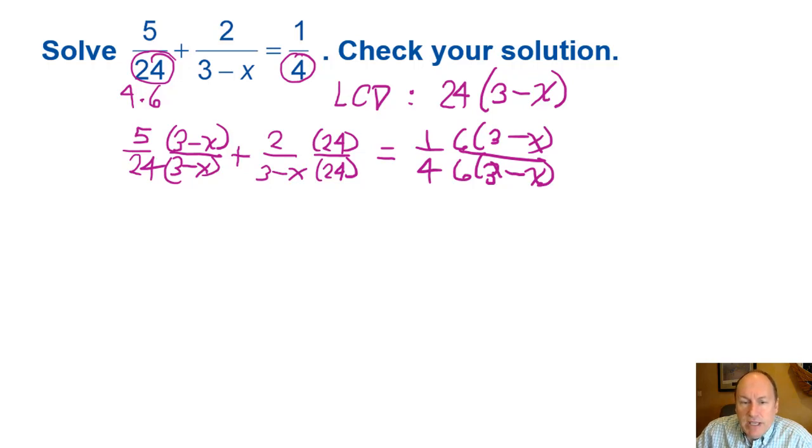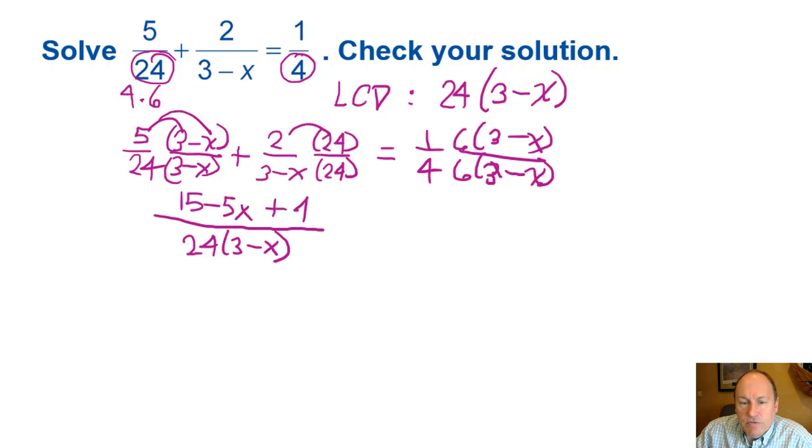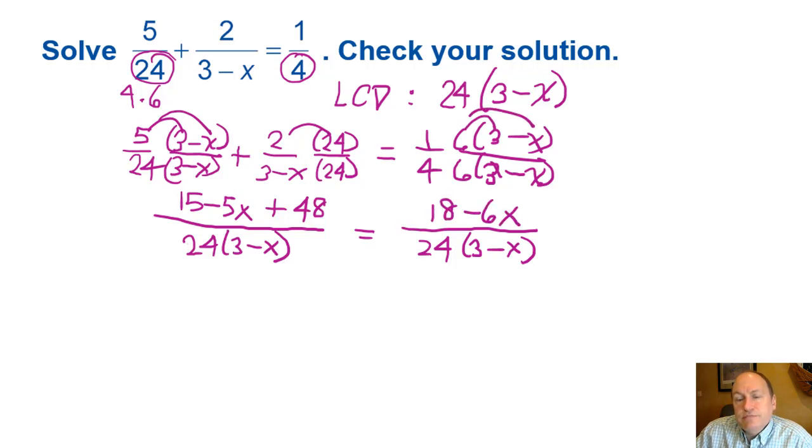So when I multiply this all out, on the left side I get this big denominator of 24 times 3 minus x. And in the first term I have 15 minus 5x. The second term I have plus 48. Over here, same denominator. And when I distribute the 6, I get 18 minus 6x. So since the numerators are the same and the denominators are the same, we can set the numerators equal to each other and solve for this.